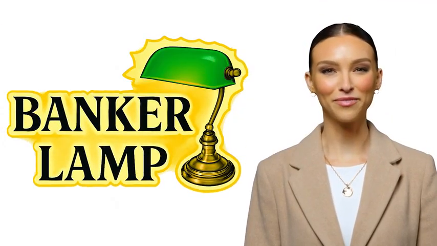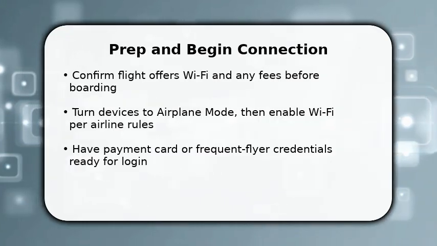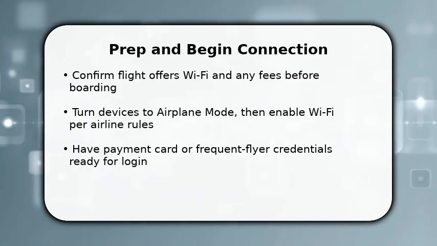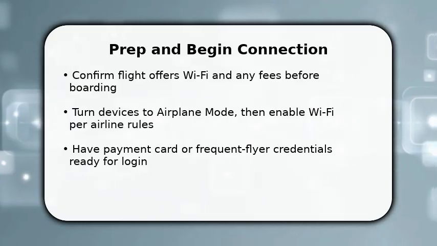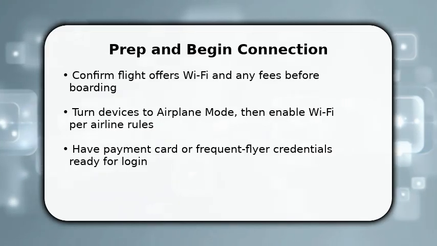Please enjoy the video. You start by confirming the flight offers onboard Wi-Fi and whether it's free or paid. That saves time once airborne. Next, switch your device to airplane mode immediately, then turn Wi-Fi back on so the aircraft network appears. Once the network shows in settings, select the airline SSID.